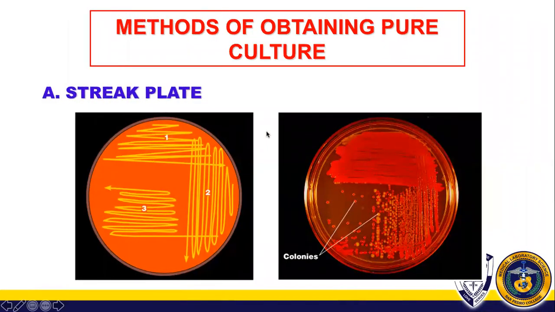Okay, now to continue, we have methods of obtaining pure culture. So this is our goal when we culture. We want to isolate pure cultures of organisms to be able to identify them properly. So how can we obtain pure cultures? Now the easiest, widely used way is the streak plate method. It's best for isolation of pure colonies on solid media. So these are pure colonies that you see here.